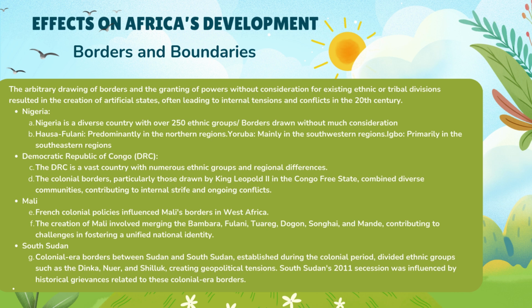Okay, so the borders and boundaries. The arbitrary drawing of borders and the granting of powers without consideration for existing ethnic or tribal divisions resulted in the creation of artificial states, often leading to internal tensions and conflicts throughout the 20th century. So, for example, Nigeria is a diverse country with over 250 ethnic groups, and borders were drawn without much consideration.